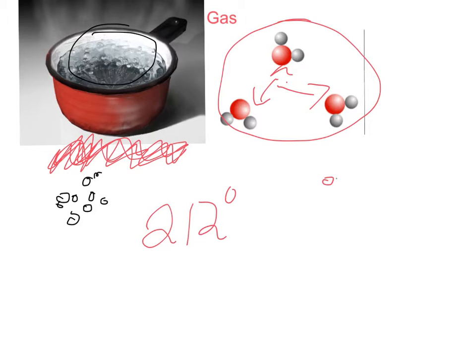So we have one molecule here, and it goes from the group of molecules that it was in and takes a huge upward trajectory and escapes from the pan. Now, free-flowing in the air, this molecule is no longer a liquid or a solid. It is now a gas or a water vapor.